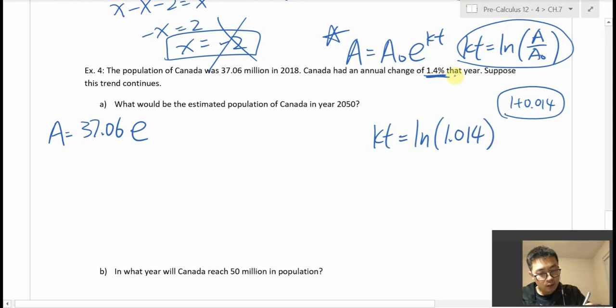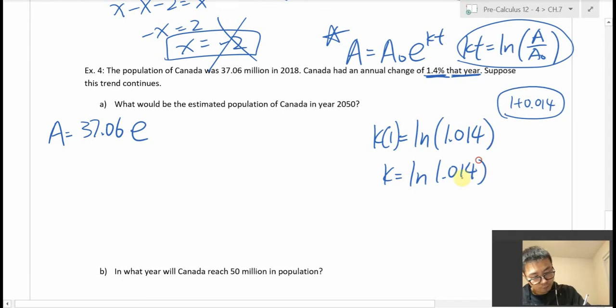Now this is a 1.4% increase that year, which means the time frame in that case is 1. So k times 1 is equal to ln of 1.014. Therefore, k is equal to ln of 1.014. So that's our value of k.